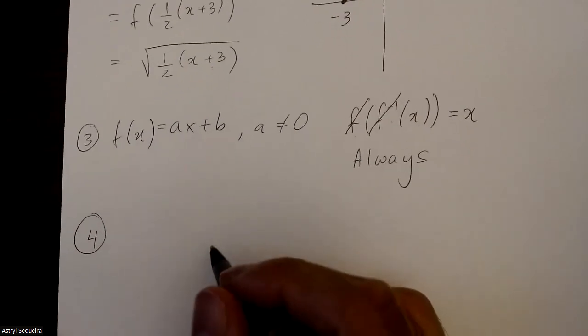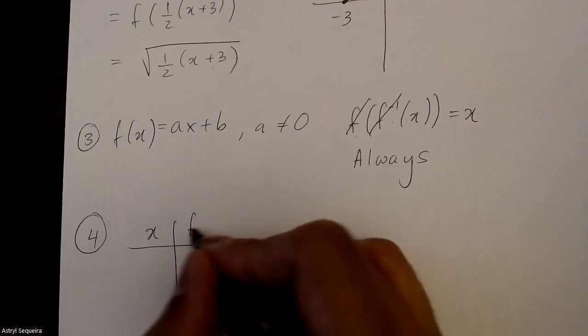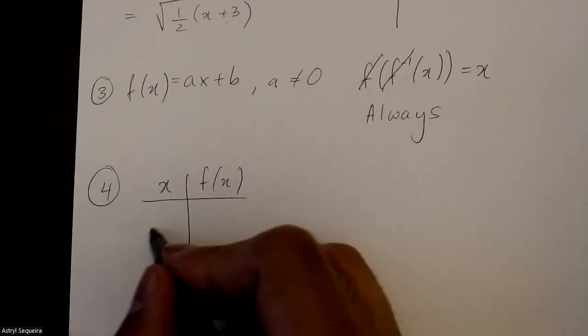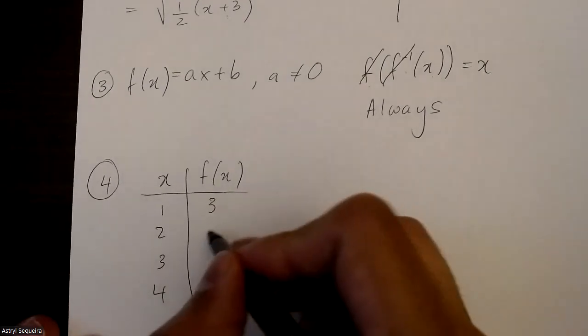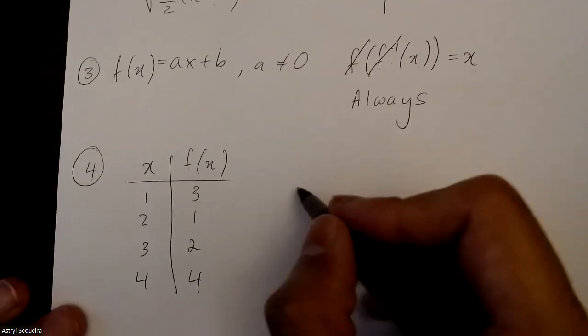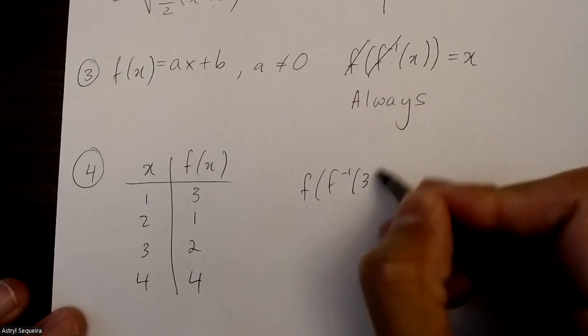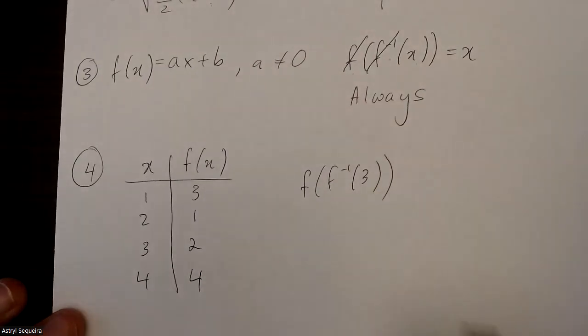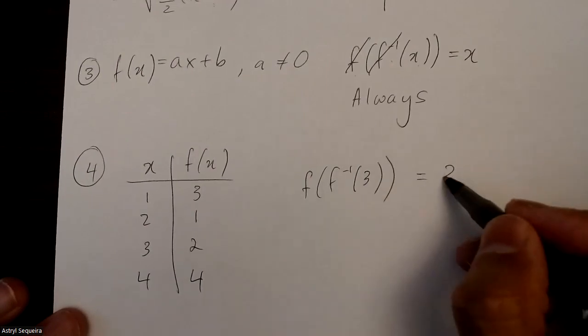And fourth question, we have a table of values. We have x, we have f of x here, 1, 2, 3, 4, 3, 1, 2, 4. And the question asks us the value of f inverse of 3. Now, there are 2 ways to do this. We can cancel the f and f inverse, and we know our solution should be 3.